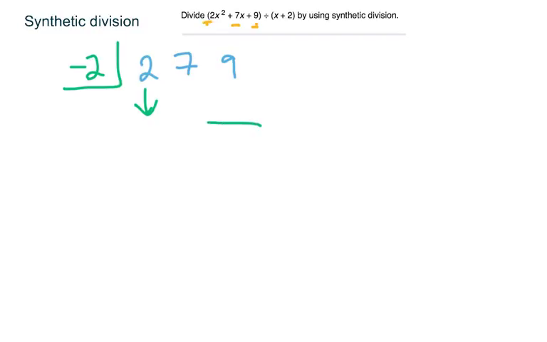So the first thing I'm going to do is bring down the 2. The very first coefficient I'm just going to bring straight down. Then I'm going to multiply my negative 2 times 2. So let me kind of underline that.